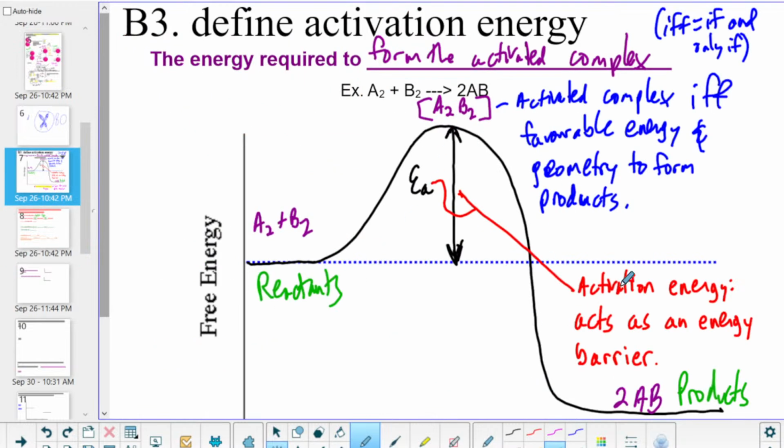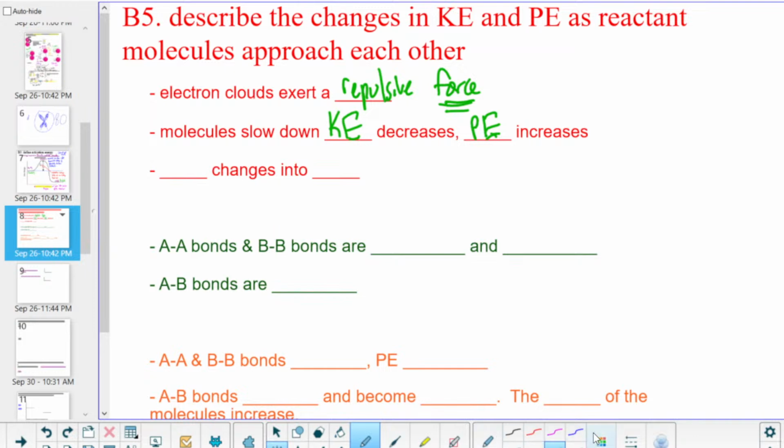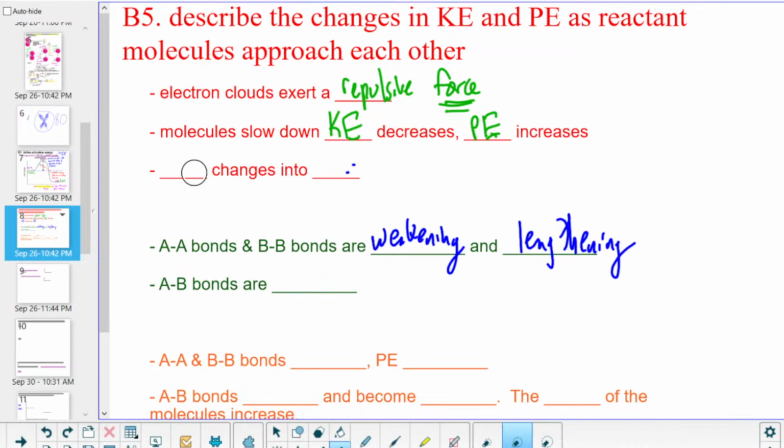So this is again referring to this diagram. Are our AA bonds and BB bonds weakening or getting stronger? Weakening. And as they weaken, they would get longer, lengthening. Lengthening is a good word. What's the word above it? What's your word? Sorry? Blank changes into... So what is changing into what? Kinetic into potential. Kinetic is changing into potential.